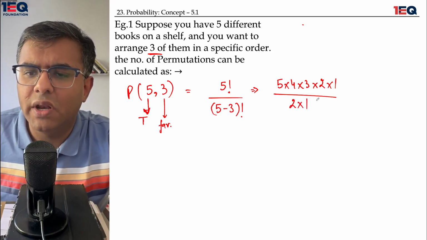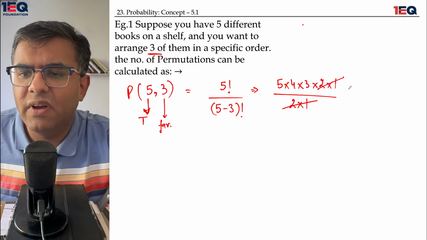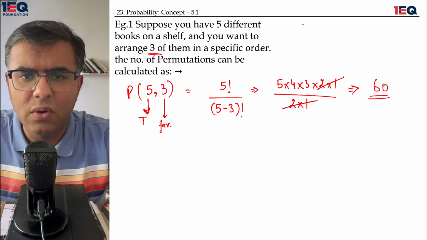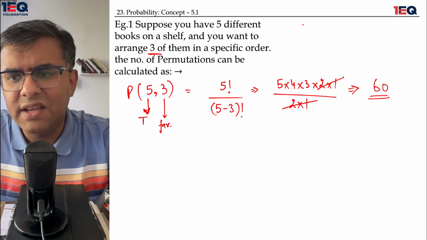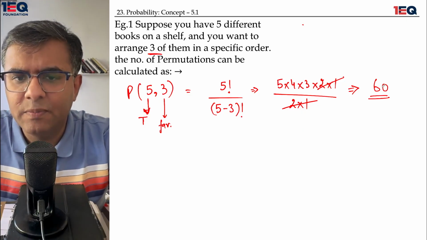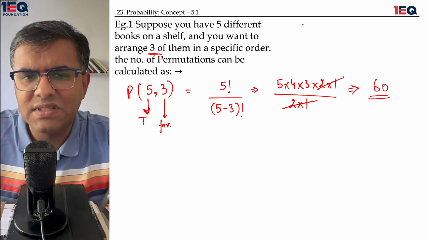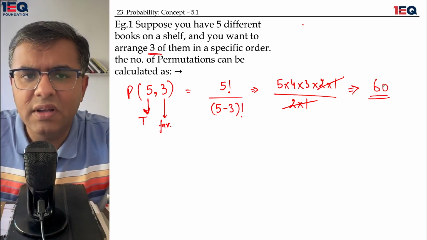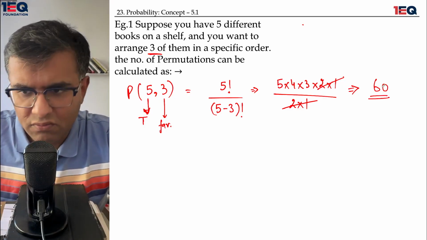2 into 1, 2 into 1 gets cancelled. 5 4s are 20, 20 3s are 60. So 60 is my answer. The number of permutations can be calculated as 60. I hope you are able to understand. Now we'll go to a point which is just a tad bit more difficult as compared to what we've studied.